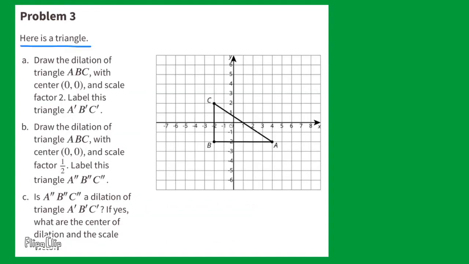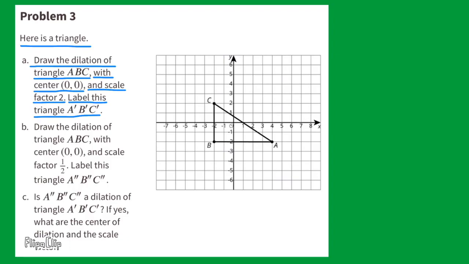Problem number 3. Here is a triangle. A. Draw the dilation of triangle ABC with center coordinates 0, 0 and scale factor 2. Label this triangle A prime, B prime, C prime.